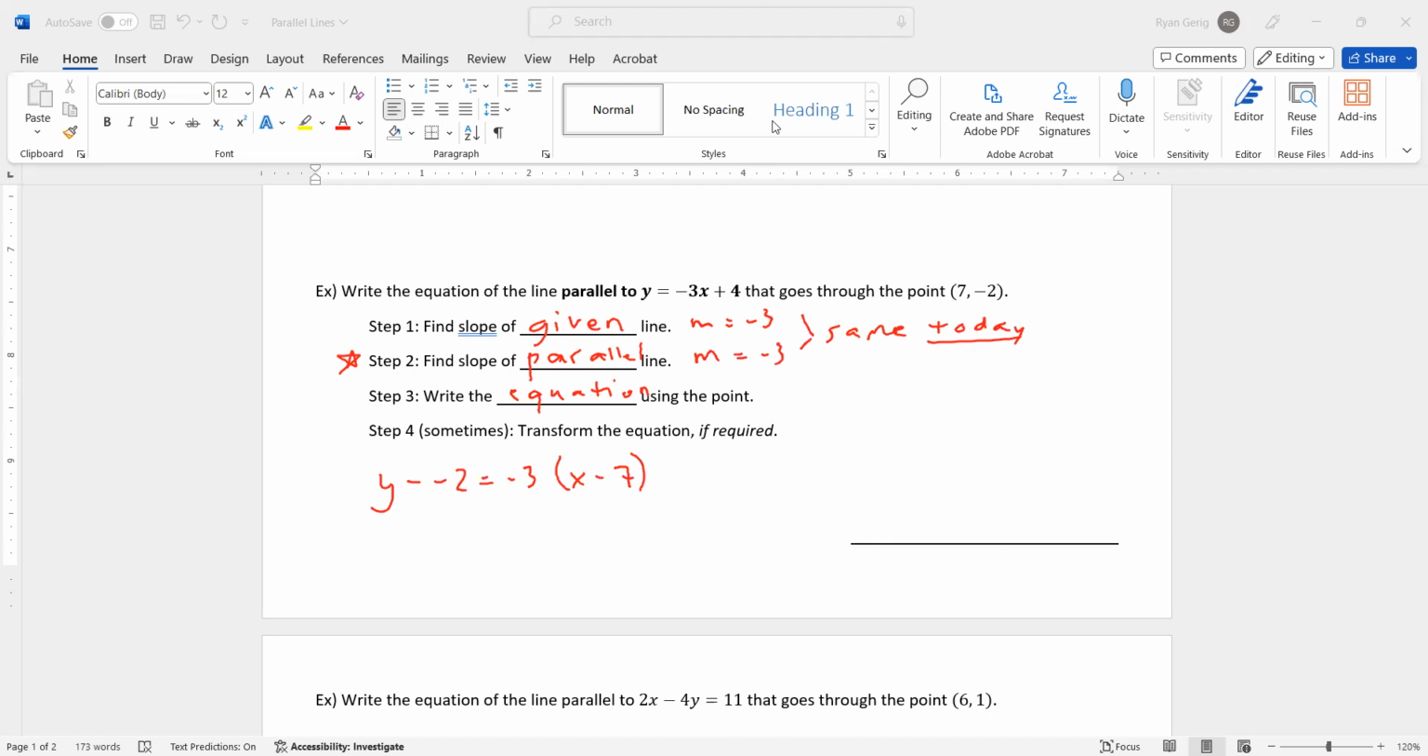So there's a step 4, and I say sometimes, because sometimes I will ask you to transform the equation into slope-intercept form. If I don't, you could stop and say y plus 2 equals negative 3 times x minus 7. However, I'm going to go ahead and transform it just to show you and remind you that that is a thing. Negative 3 times negative 7 is positive 21. Subtract 2. I get y equals negative 3x plus 19.